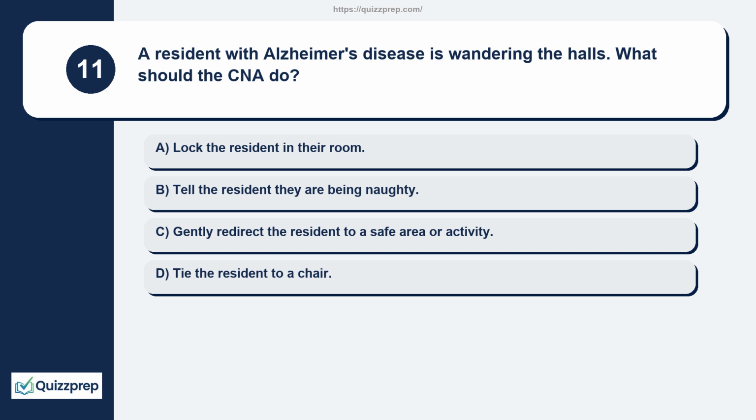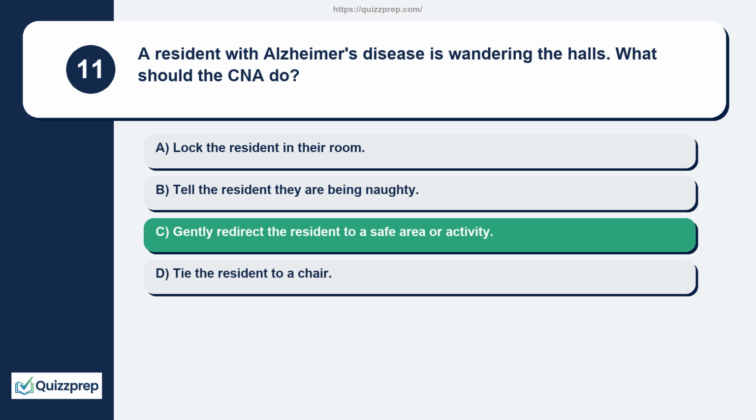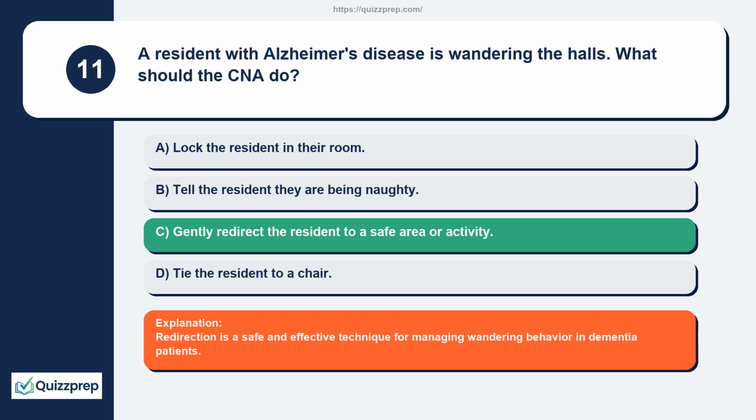Question 11. A resident with Alzheimer's disease is wandering the halls. What should the CNA do? Lock the resident in their room. Tell the resident they are being naughty. Gently redirect the resident to a safe area or activity. Tie the resident to a chair. Redirection is a safe and effective technique for managing wandering behavior in dementia patients.